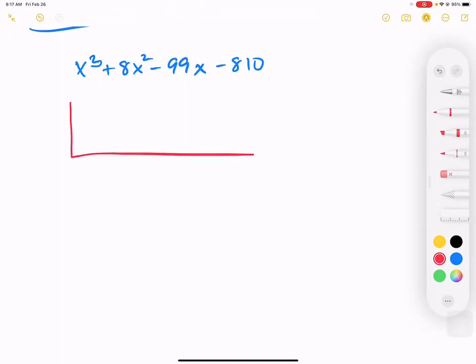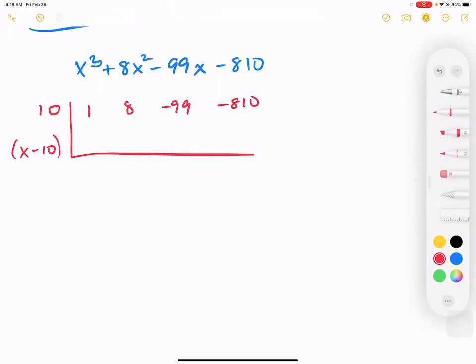Just the front. I want to tell you that the root, one of our zeros, is going to be 10. So you're going to write 10 in the front, and you're going to write also the factor x minus 10. If you remember us doing synthetic division, we wrote 10 in the front, and then we wrote the factor in the front. So hopefully you're writing 1, 8, negative 99, and negative 810.